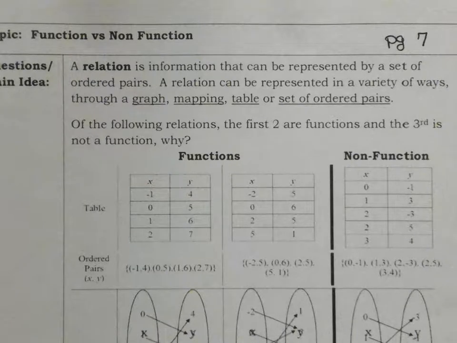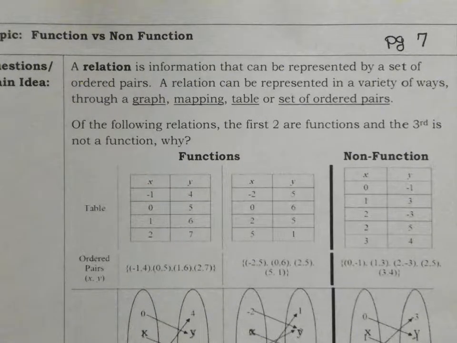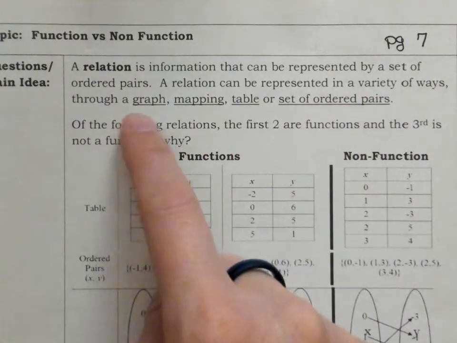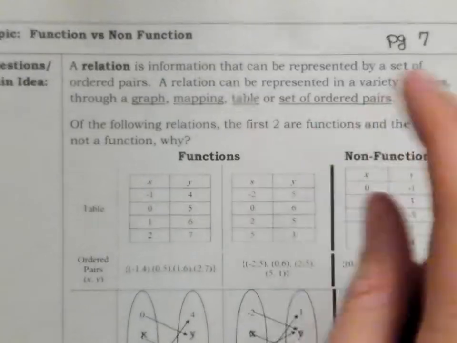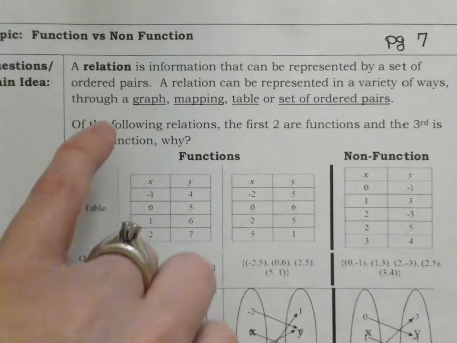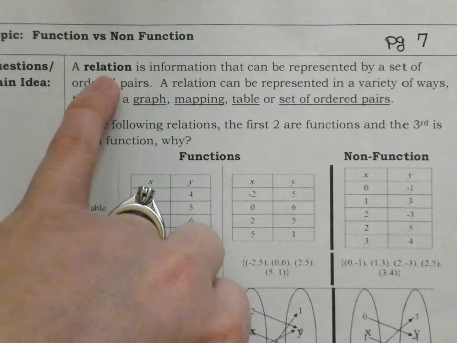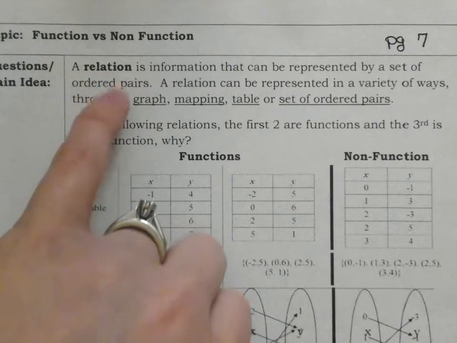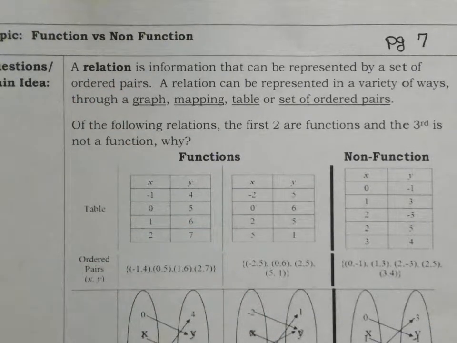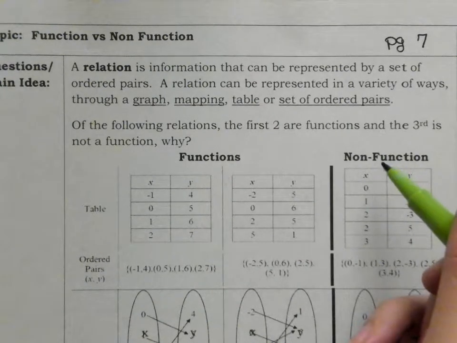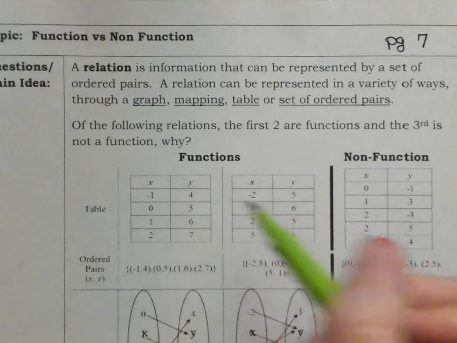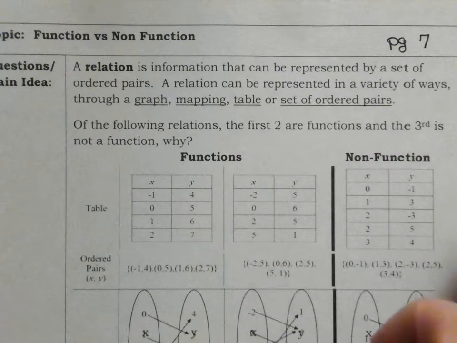It says a relation is information that can be represented by a set of ordered pairs. A relation can be represented in a variety of ways, through a graph, a mapping, a table, or a set of ordered pairs. When we talk about a relation, we're talking about any set of information, okay? And any ordered pairs that are grouped together, any graph that is put together is a relation. Everything is automatically a relation. However, some of the relations are functions and some of them are not functions. And so we're going to look at the different representations and try to figure out why.